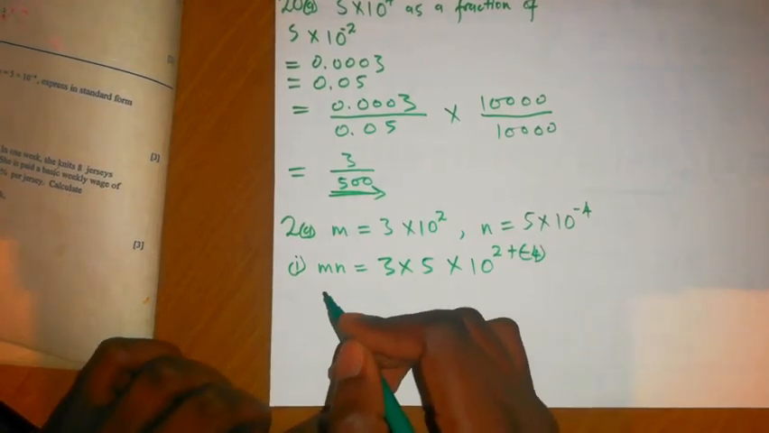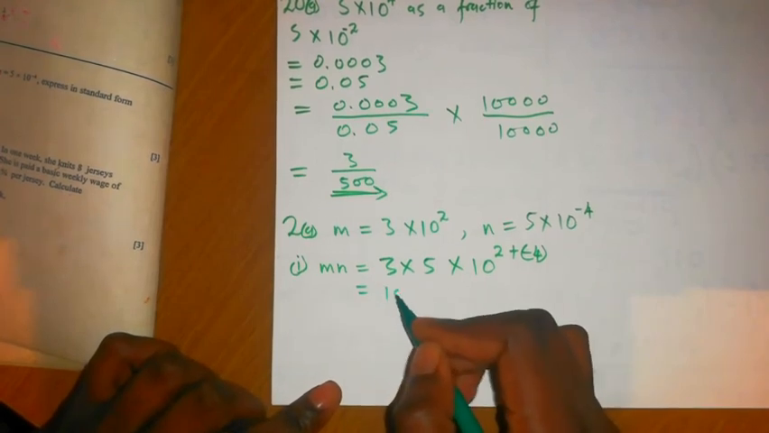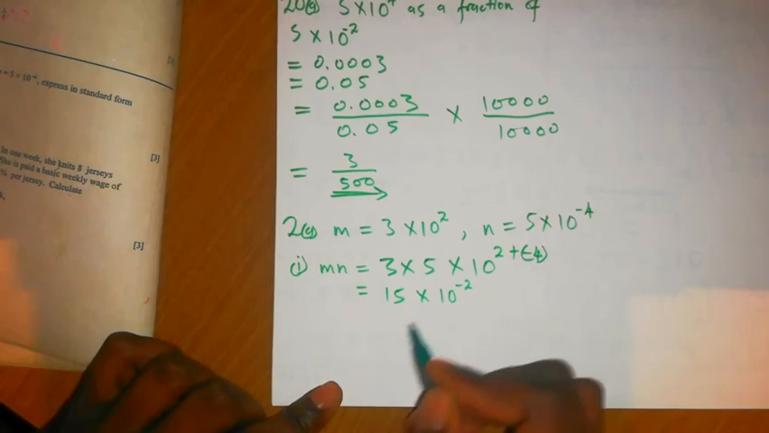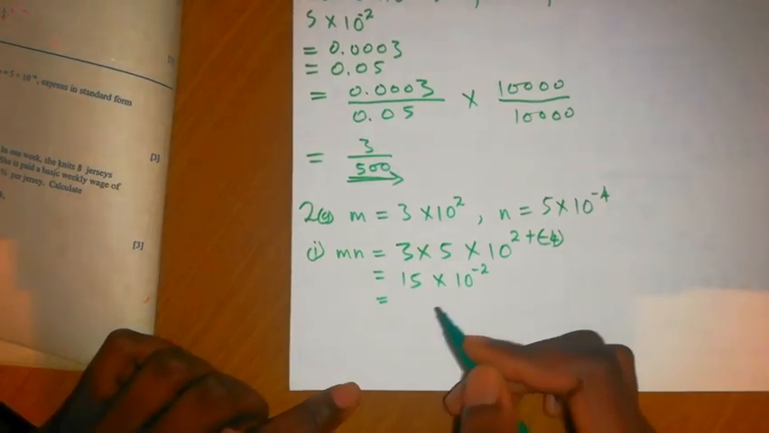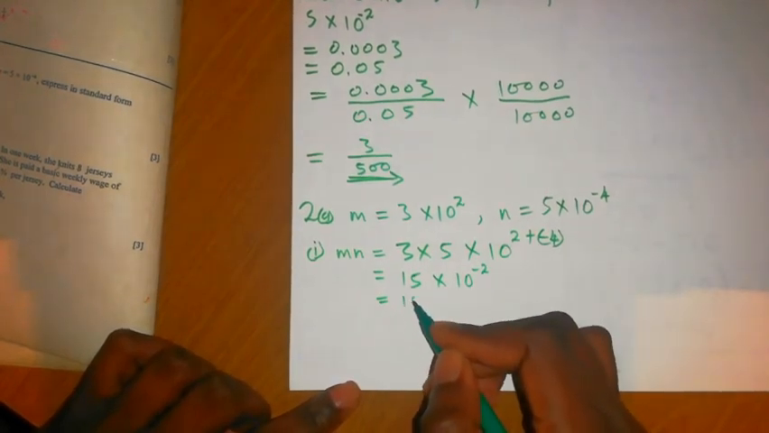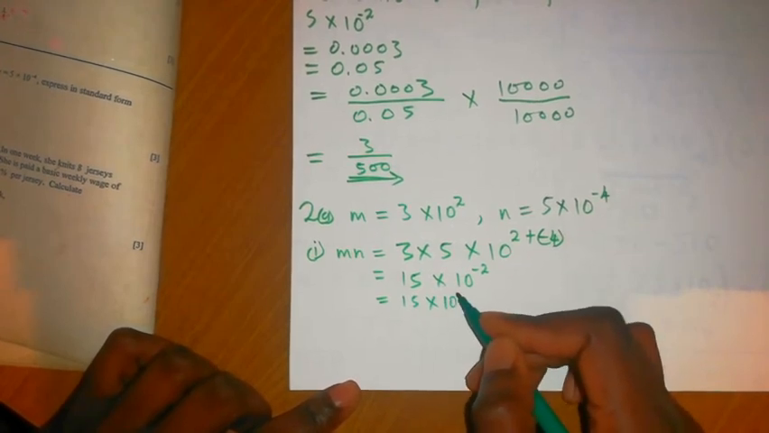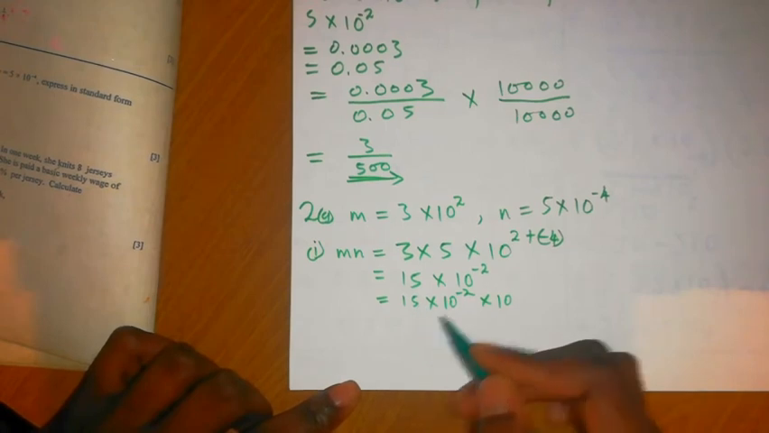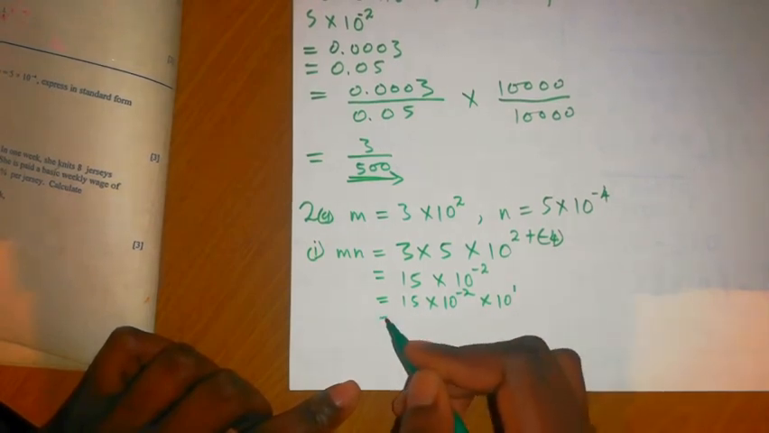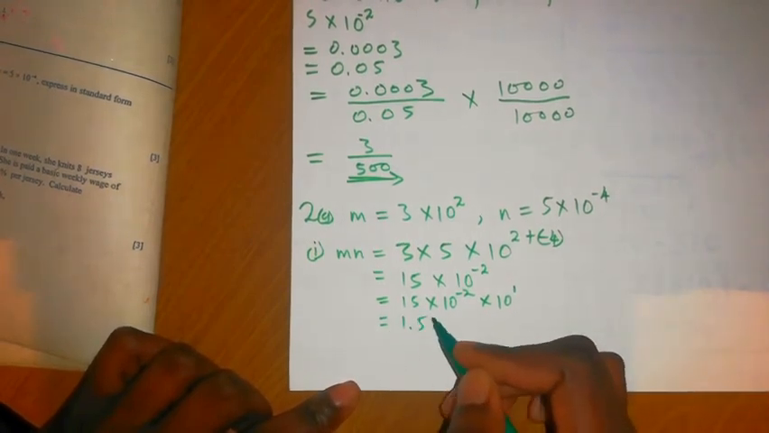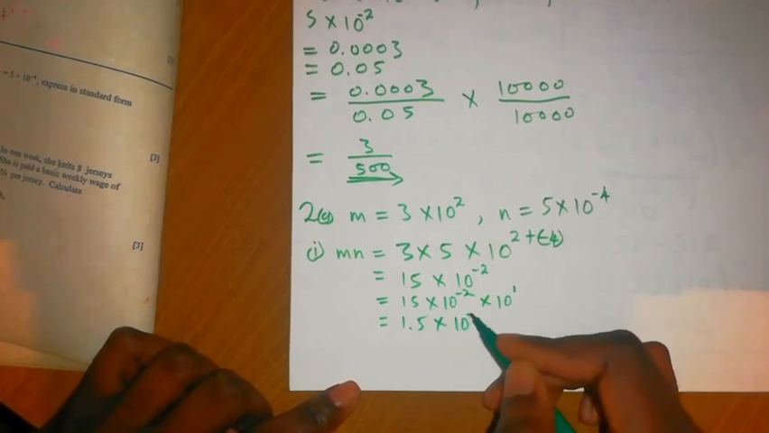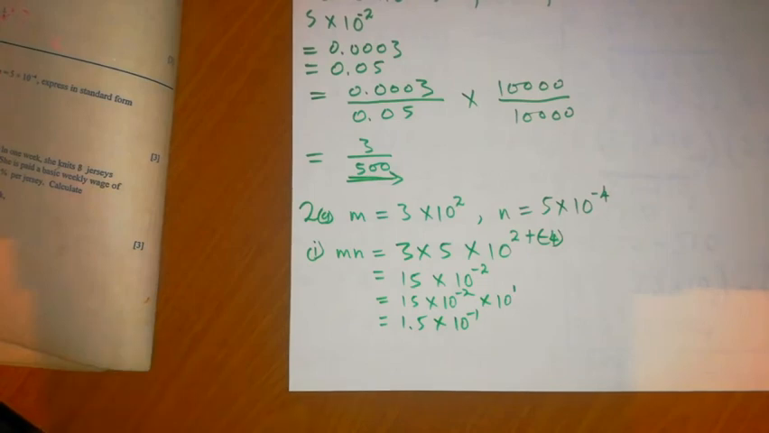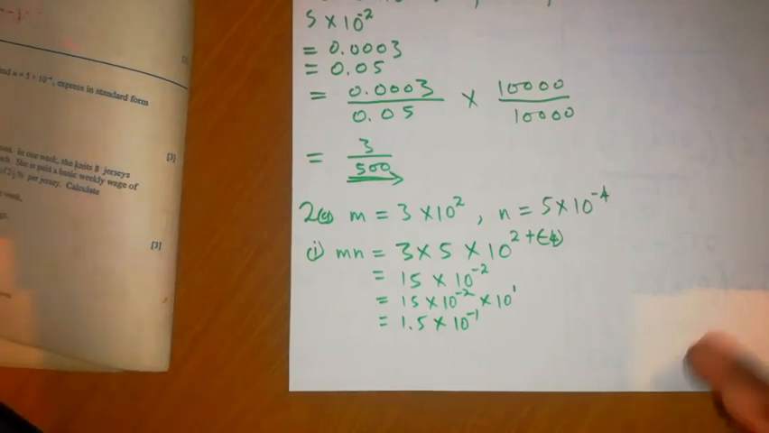There is now equals to 15 times 10 to the power negative 2. Then I want to convert this one into what? Into standard form. That's 15 times 10 to the power negative 2 times 10 to the power, it is going to move 1 time, so to the power 1. So it's equal to 1.5 times 10 to the power negative 1 there, because I'm going to add my powers. Since I think we have done a lot of questions, guys.